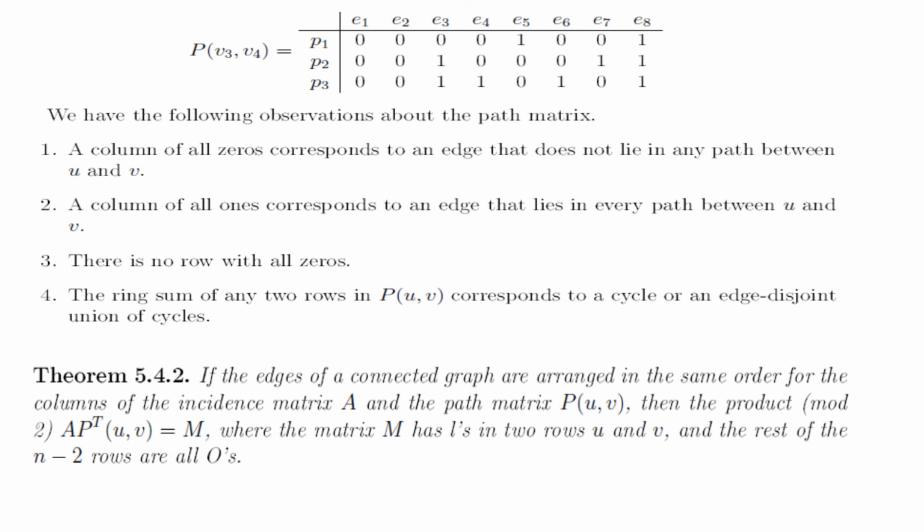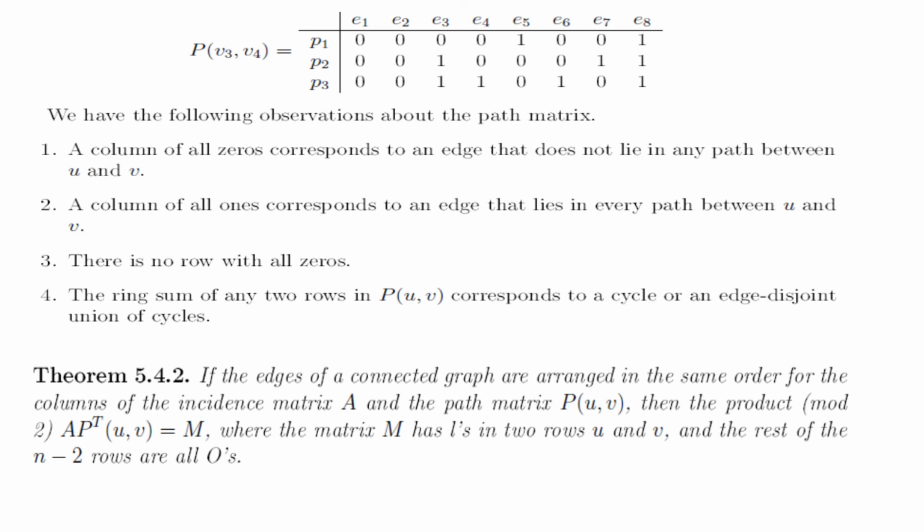So we have the following observations or properties about the path matrix. First property: a column of all zeros corresponds to an edge that does not lie in any path between U and V. Second property: a column of all ones corresponds to an edge that lies in every path between U and V. Third property: there is no row with all zeros. Fourth property: the ring sum of any two rows in P of UV corresponds to a cycle or an edge disjoint union of cycles.